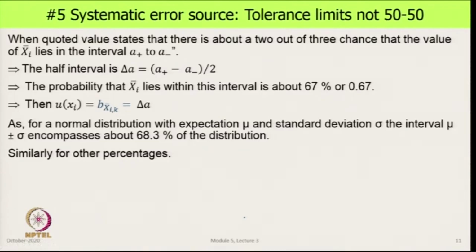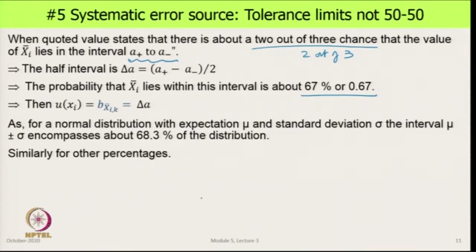This is our fifth case, which says that, for example, instead of 50-50, there is a 2 out of 3 chance that the value of x_i lies in this given interval. So now we have 2 out of 3. We could have any other number. From the normal distribution, we will get that factor. In this case, the probability that x_i lies within this interval is 67%, 2 out of 3.